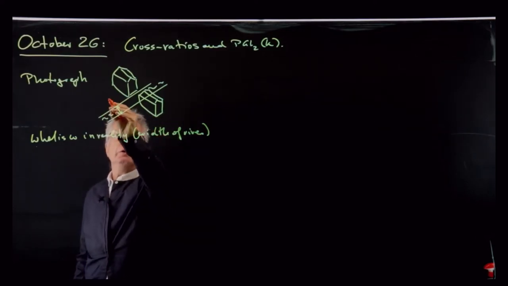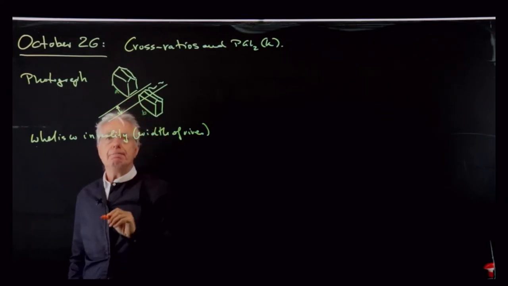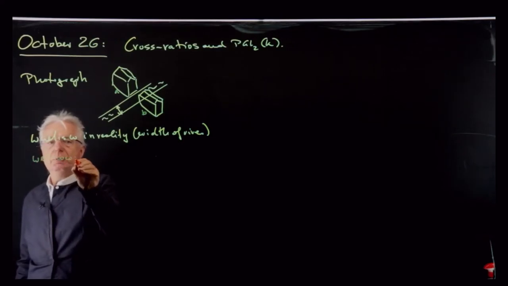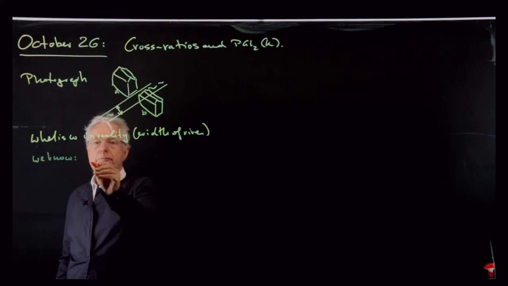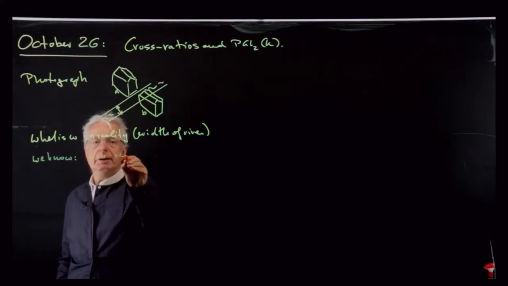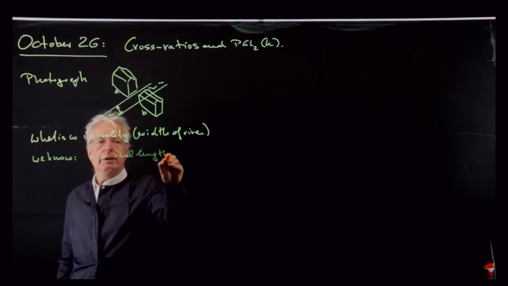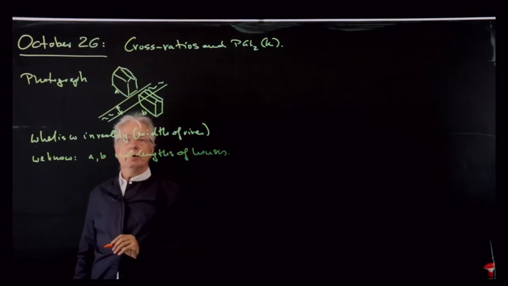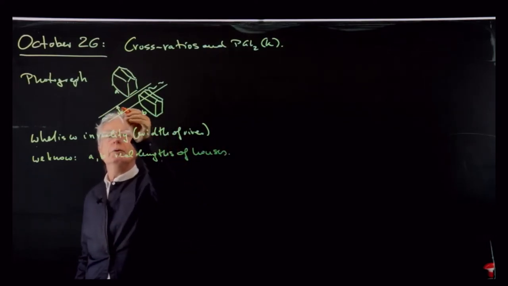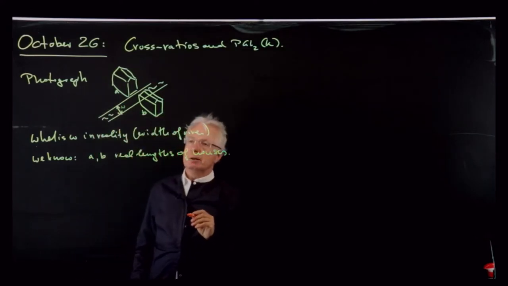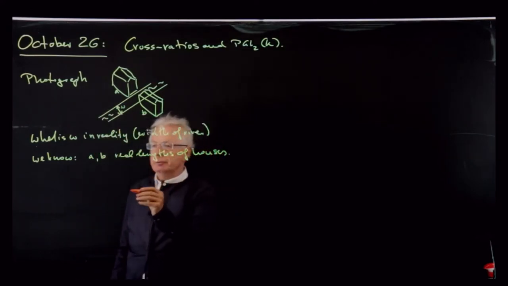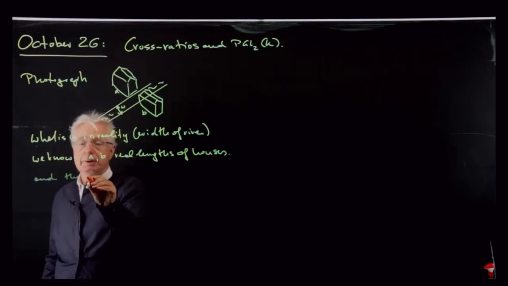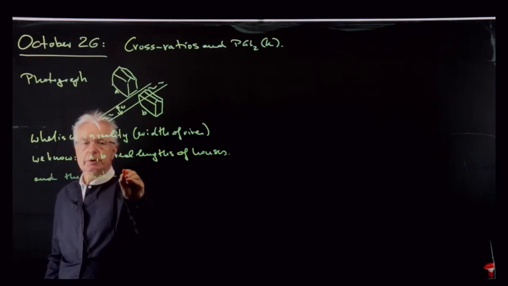So let me call this here A and B. So we know, and that's part of the assumption, we know A, B, the real length of the houses. And then we know something else. So here this is W. We can measure on the photograph, the photograph dimensions, photo dimensions.